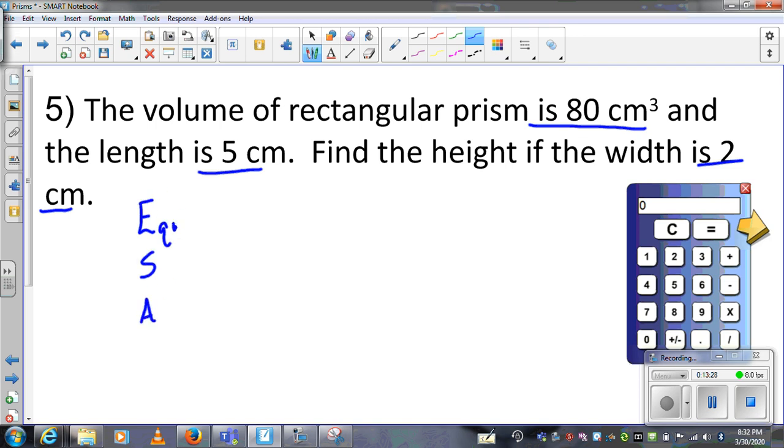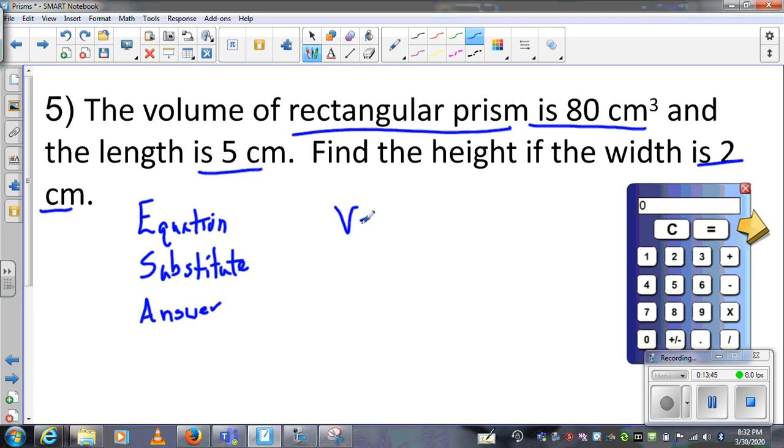E stands for equation. S stands for substitution. And A stands for answer. Okay, so it says that we have a rectangular prism, so V is equal to length times width times height. I like the more specific one for this.